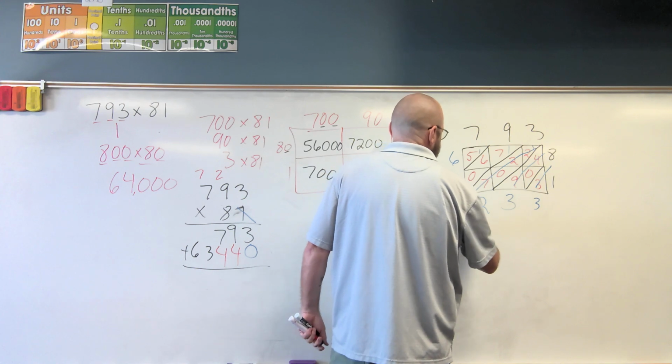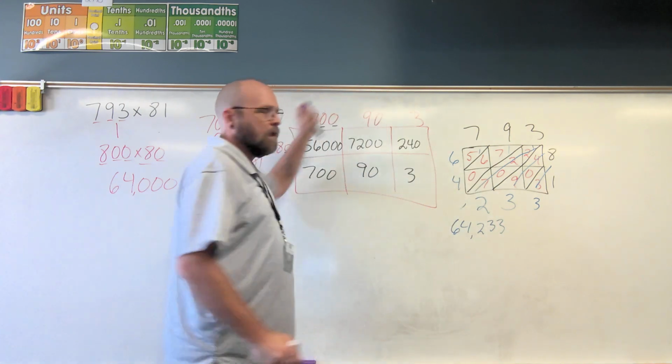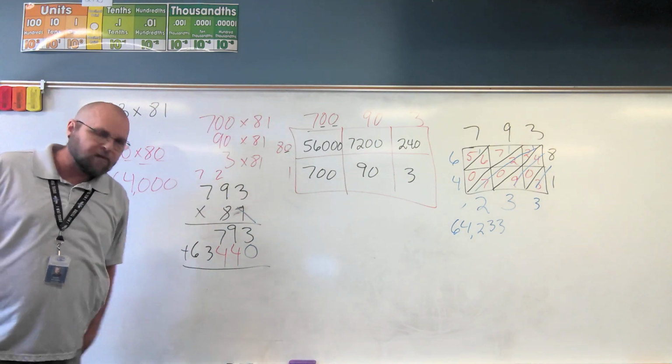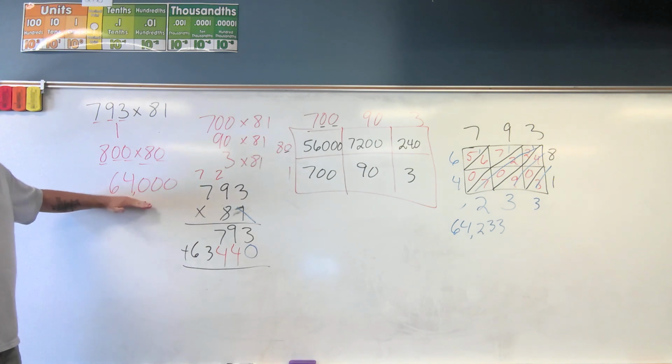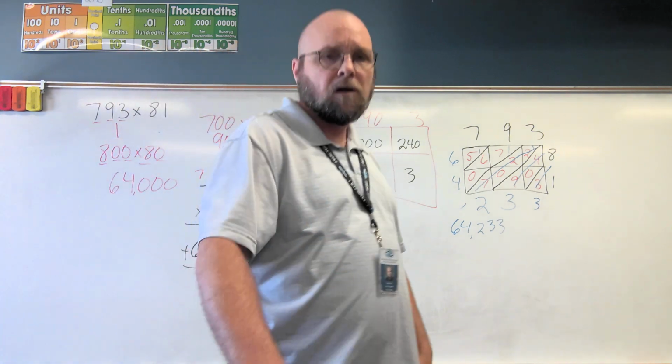So I should get 64,233. If I did it like this, I should get 64,233. If I added all this together, I should get 64,233, which again is close to my estimate. Yes, ma'am. Questions? Awesome sauce.